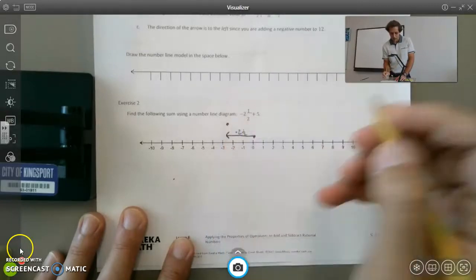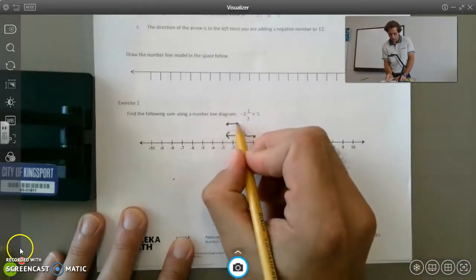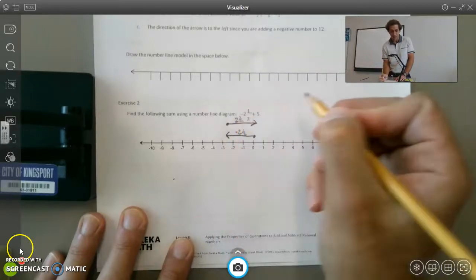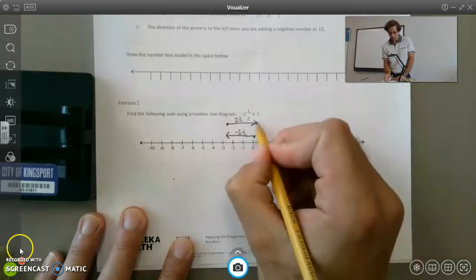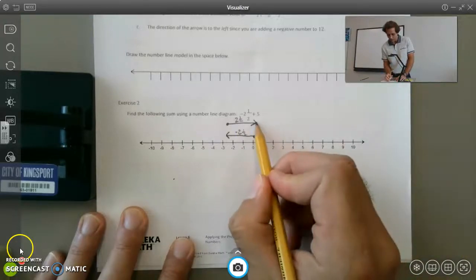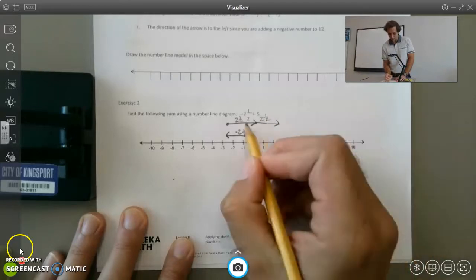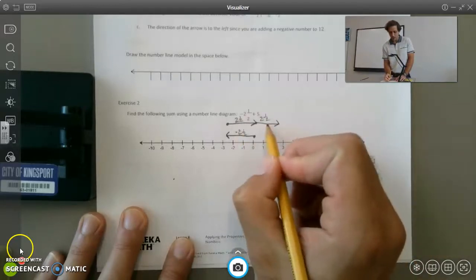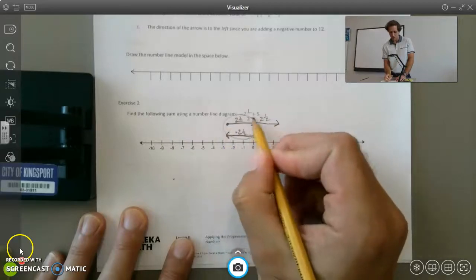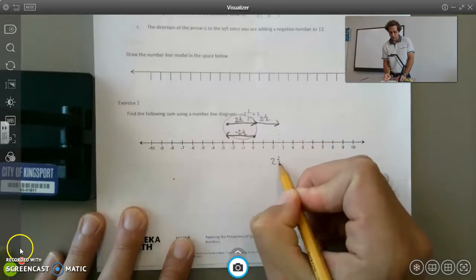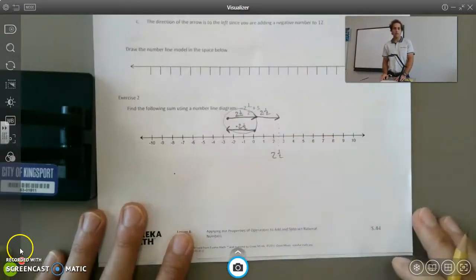I really like this strategy of decomposing. How many spaces do I need to go to get back to 0? Well, I need to go 2 1/2 to get back to 0. Which means I will have an additional 2 1/2 left. 2 1/2 and 2 1/2, that's 5 spaces. This got me back to 0. I have 2 1/2 left, so the vector ends at 2 1/2.